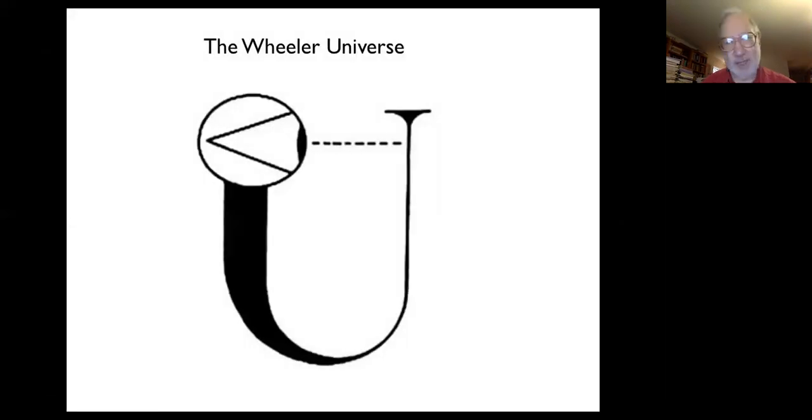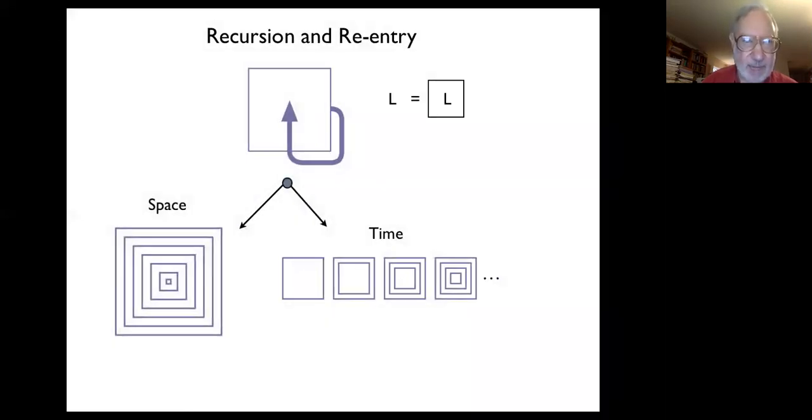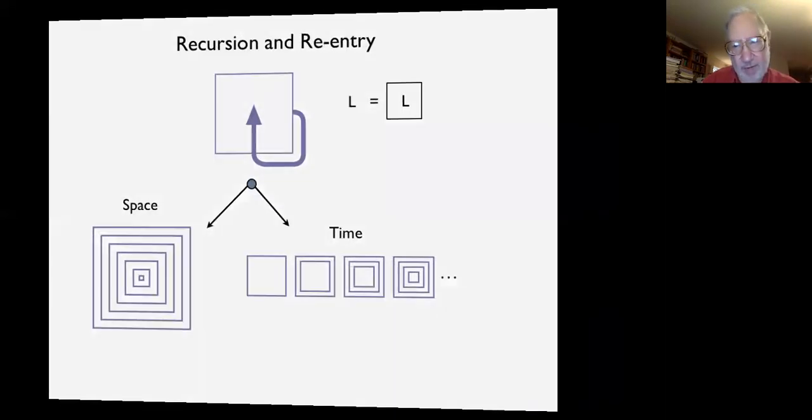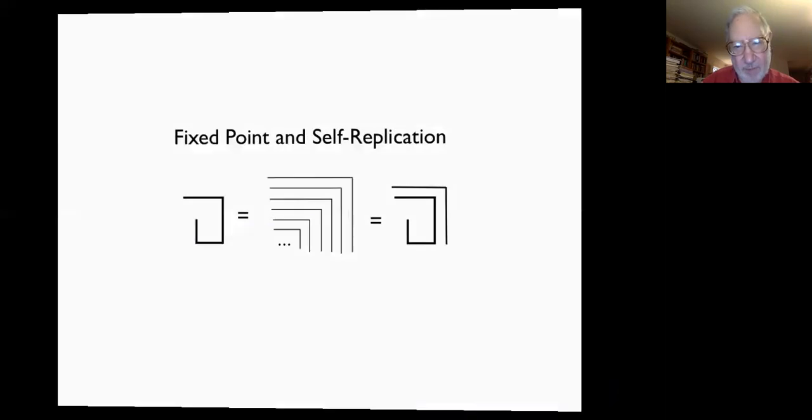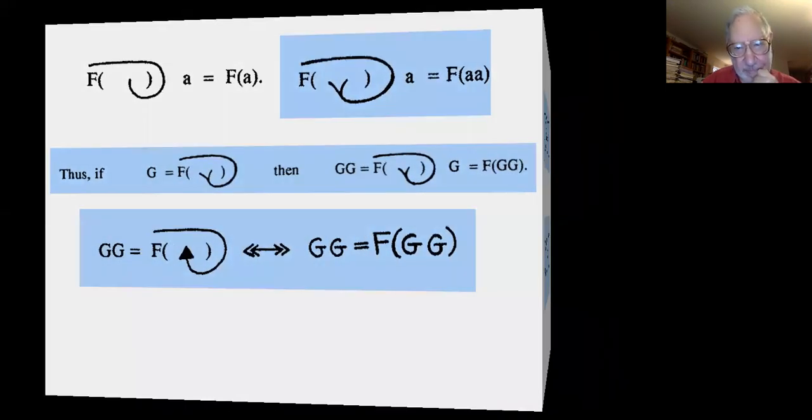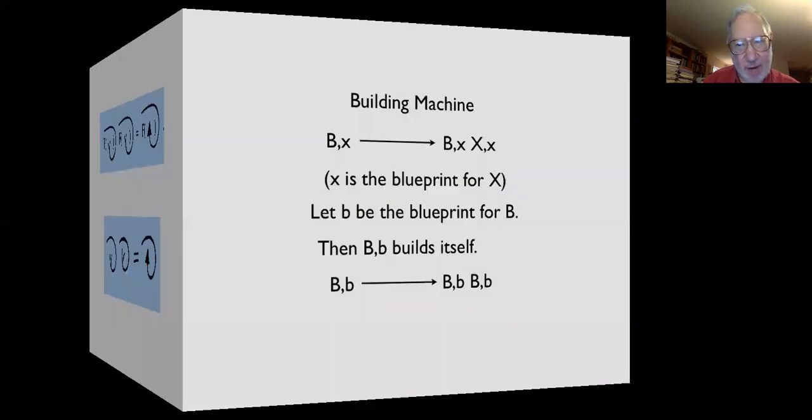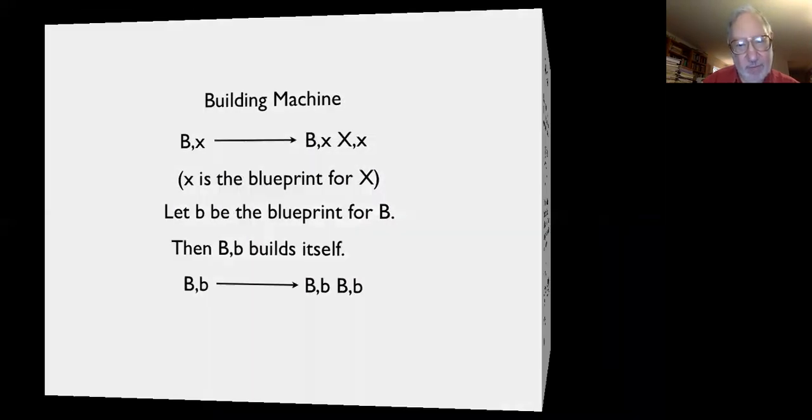I do want to talk about the Wheeler universe, which is a circularity almost knotting of the universe observing itself and coming into being, according to quantum theory, at the point of observation. But where was it before that? And one can consider recursions and reentries and fixed points. And one can try writing that kind of thing, self-replication.